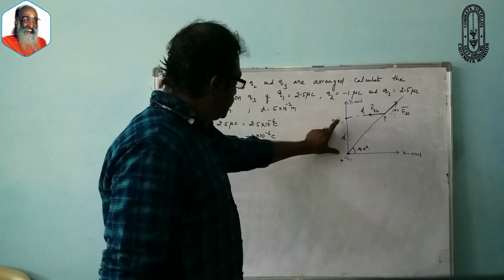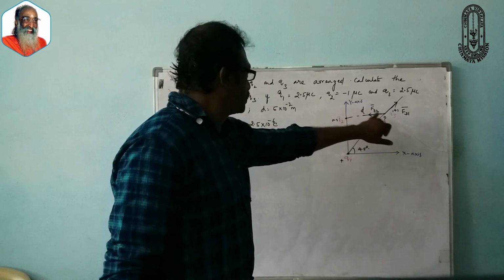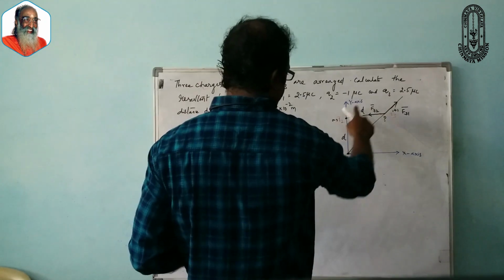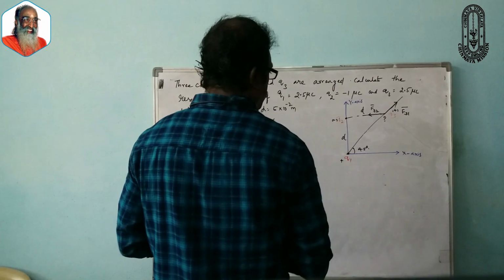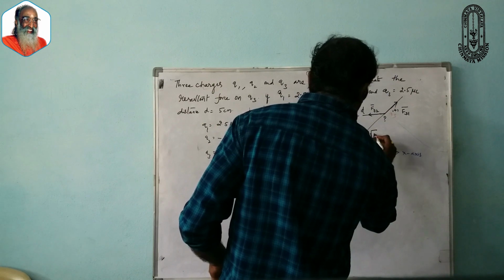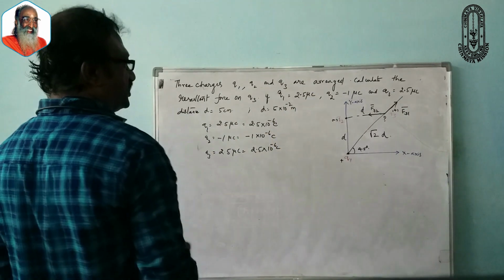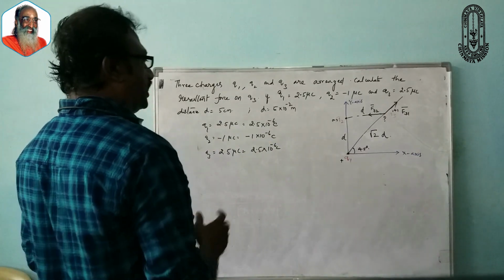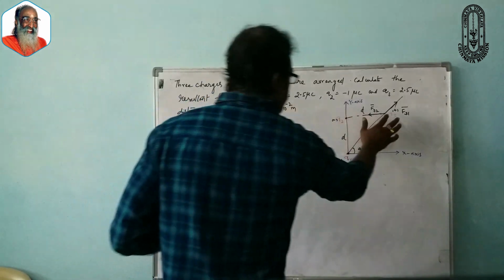Now the distance between Q1 and Q2 is d, and the distance between Q2 and Q3 is d. Then what is the distance between Q1 and Q3? Just look at this diagram here. It is a right angle triangle and these are the two sides, d and d. So the hypotenuse will be equal to root 2 d. Now we have the distances given, and I want to calculate the resultant force on Q3 here.